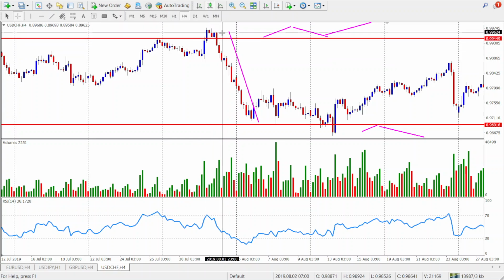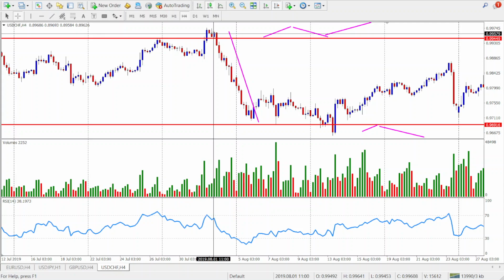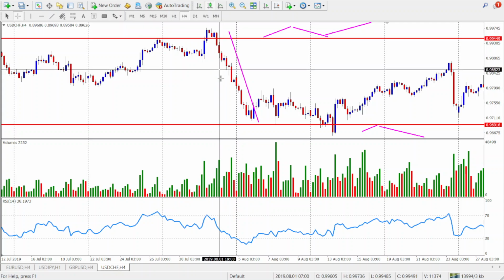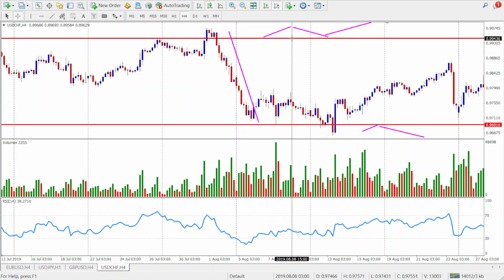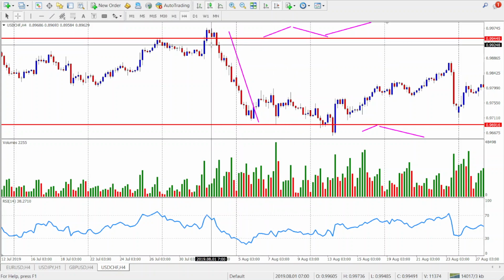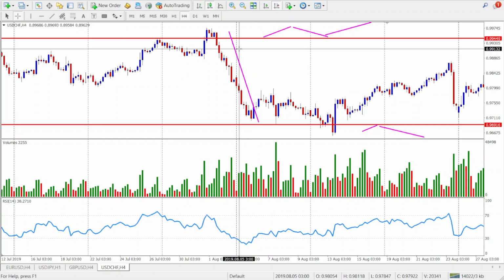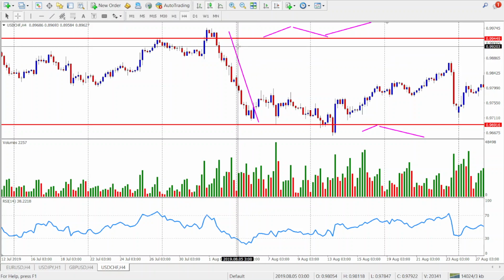So instead of entering, we wait for a retest. And guess what? The price drops back below resistance, trapping buyers. So this confirms it was a false breakout. By waiting, we avoid a bad trade. This technique works across Forex, stocks, and crypto, any market with price action.